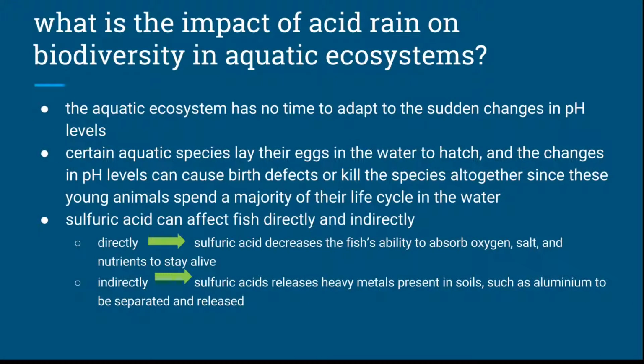What is the impact of acid rain on biodiversity in aquatic ecosystems? Because of the drastic change in pH levels, aquatic life cannot respond fast enough to the changes. For example, aluminum is harmless as a compound, but acid rain causes aluminum to be released into the soils and lakes, so it becomes deadly to the health of the fish and lakes.